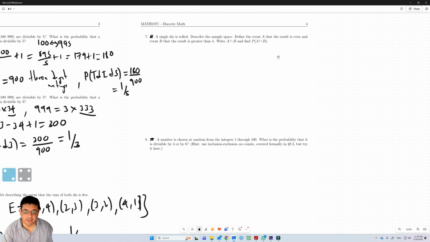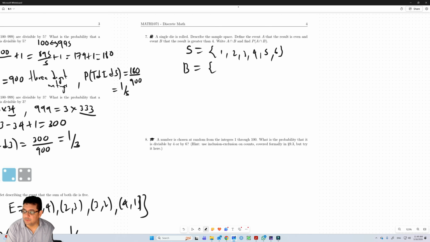All right, to finish up this section, let's go with questions 7 and 8. We have a single die roll. Describe the sample space, define the event A that the result is even, and B, that the result is greater than 4. Write A intersection B and find the probability of A intersection B. Well, the sample space here is really simple. It's just 1, 2, 3, 4, 5, 6. It's a single die, right?